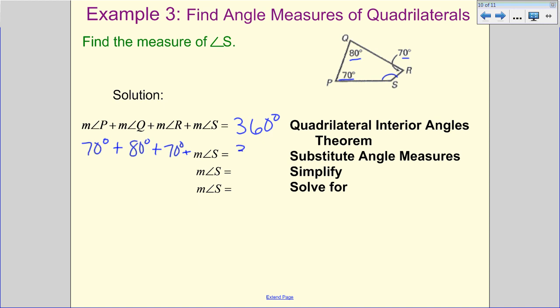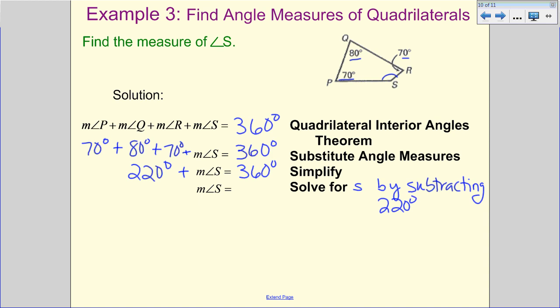So once we add angle S, that should equal 360 degrees. When I look at adding those together, 70 plus 80 plus 70 is 220 degrees, plus angle S will equal 360. You're going to solve for S by subtracting the 220 degrees. So when we subtract 220, we get angle S is equal to 140. I'm going to use a little bit of my reasoning. This looks like an obtuse angle. 140 is an obtuse angle.